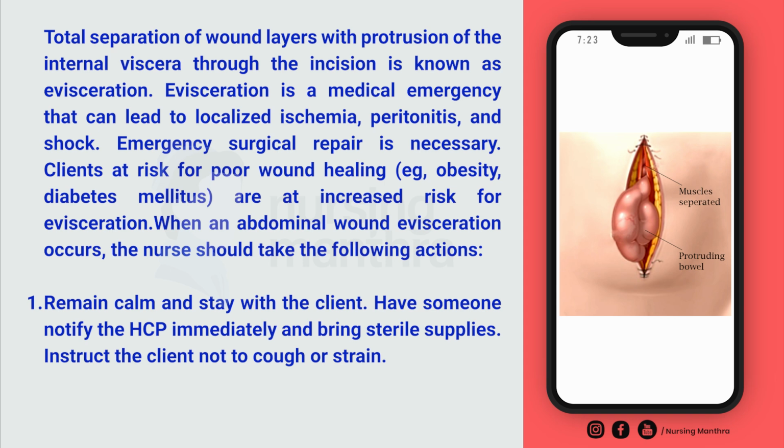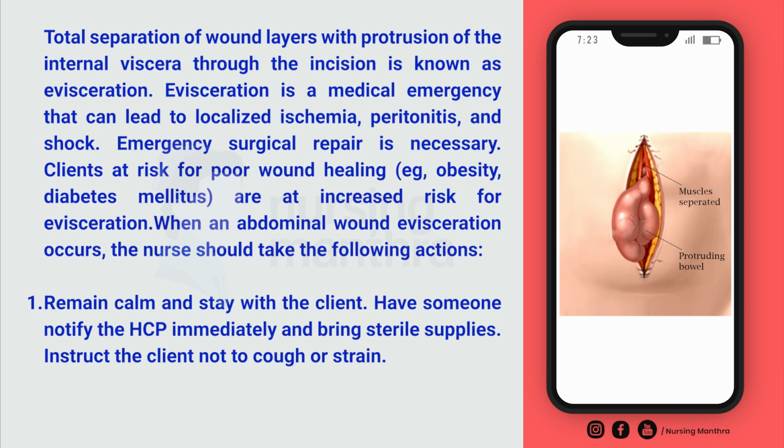So here they are mainly talking about wound evisceration. What is wound evisceration? It is the total separation of wound layers with protrusion of internal viscera through the incision. Internal viscera, in the sense of a part of a bowel loop, coming outside after an abdominal surgery is known as evisceration. You can see in this picture the evisceration, where part of the bowel loop is protruding outside through the incisional wall.